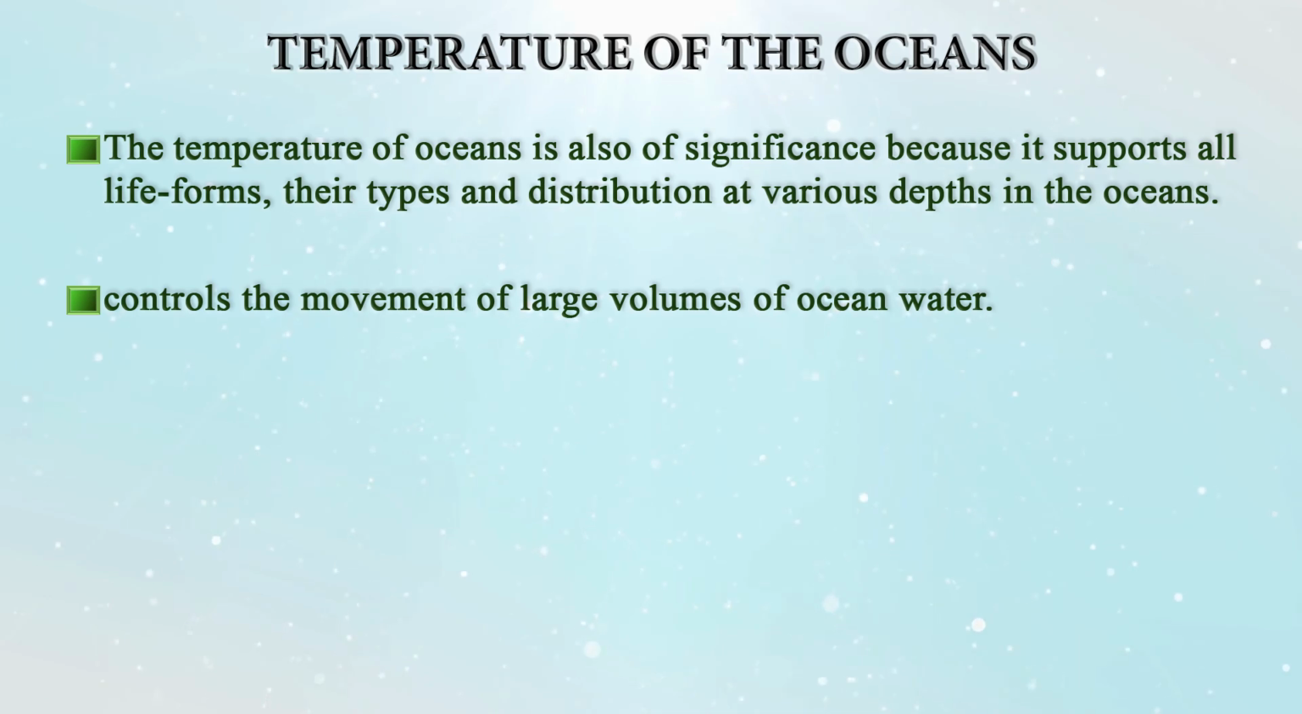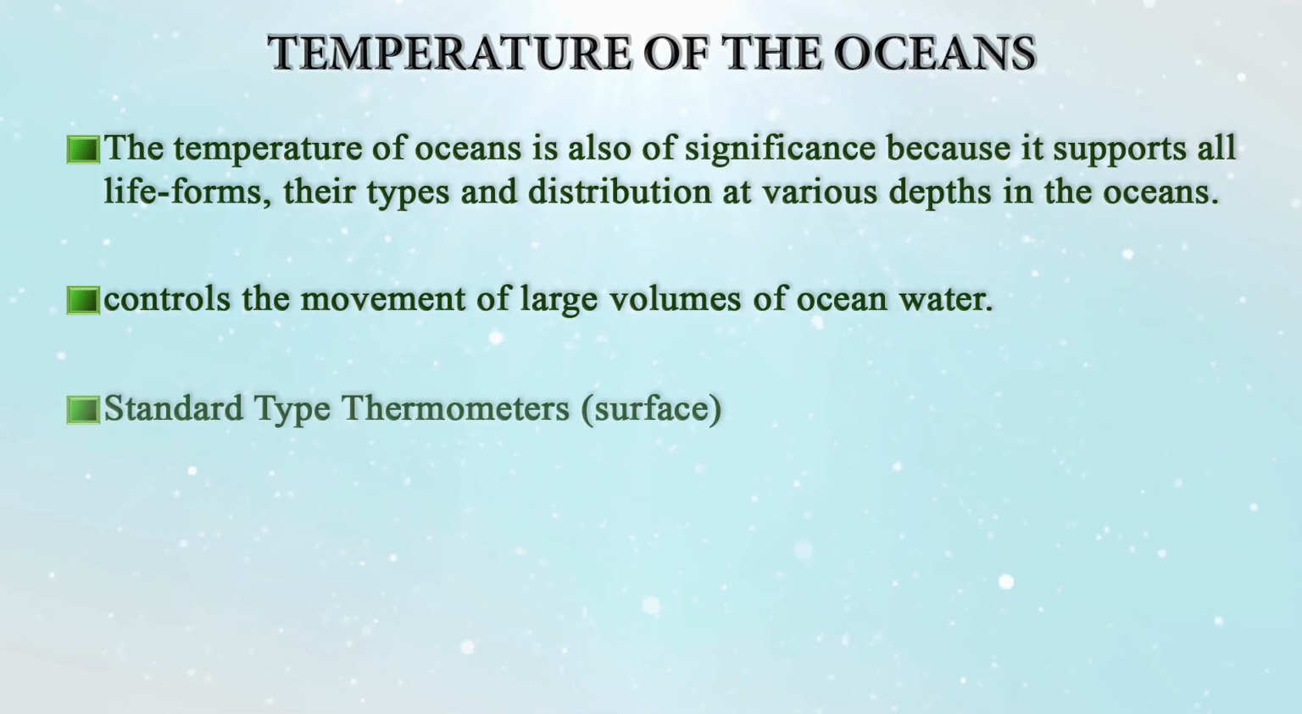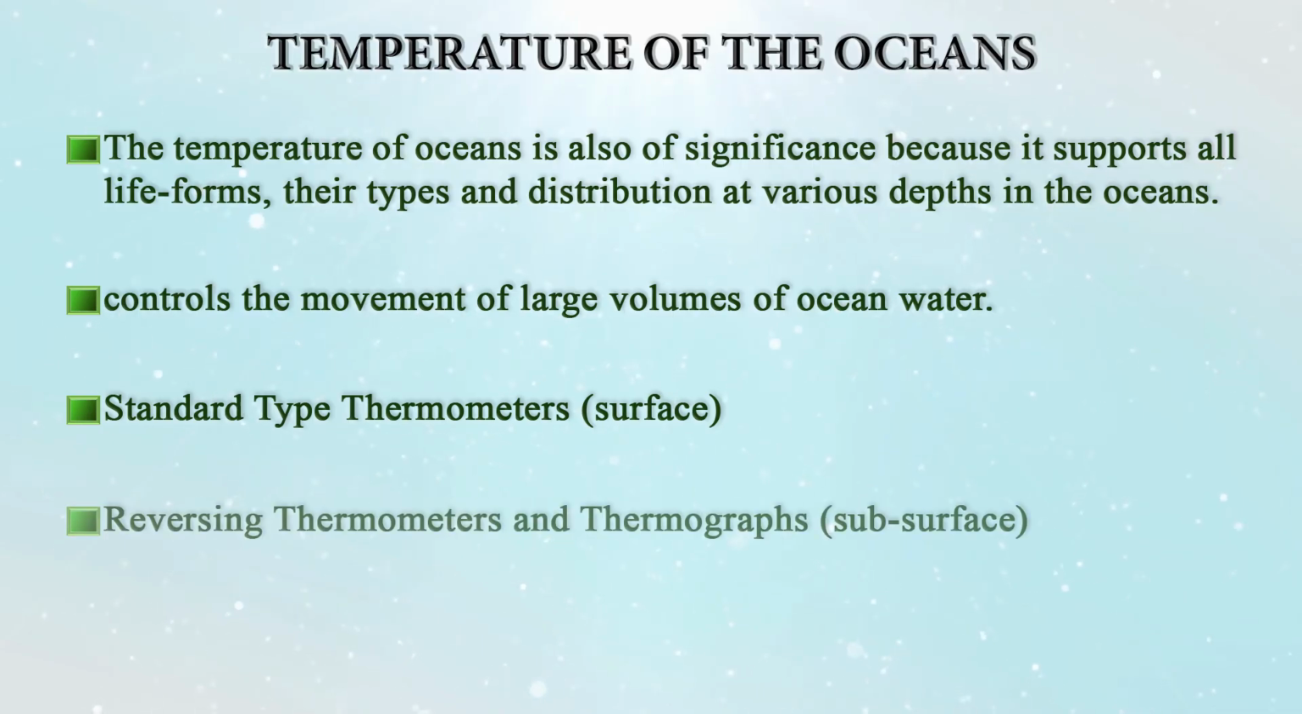And now we should also learn that there are three types of thermometers used for measuring the surface and subsurface temperatures of the oceans. Both temperatures are important for the study of oceans. Standard type thermometers are used for measuring the surface temperatures, and reversing thermometers or thermographs are used for measuring the subsurface temperatures of the oceans.